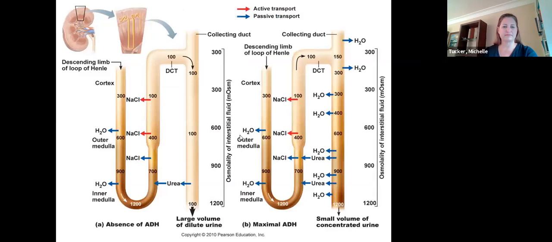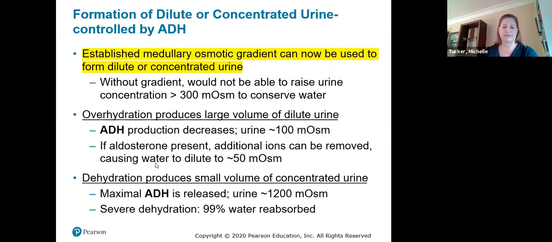osmolarity. For dehydration, so dehydration is going to cause ADH to be secreted from the posterior pituitary, and ADH is going to influence the number of aquaporins in that collecting duct. If someone is extremely dehydrated, urine can be concentrated up to 1200 milliosmol. That would be pretty unusual. Usually even really concentrated urine is more around 900. So that would be under extreme conditions.